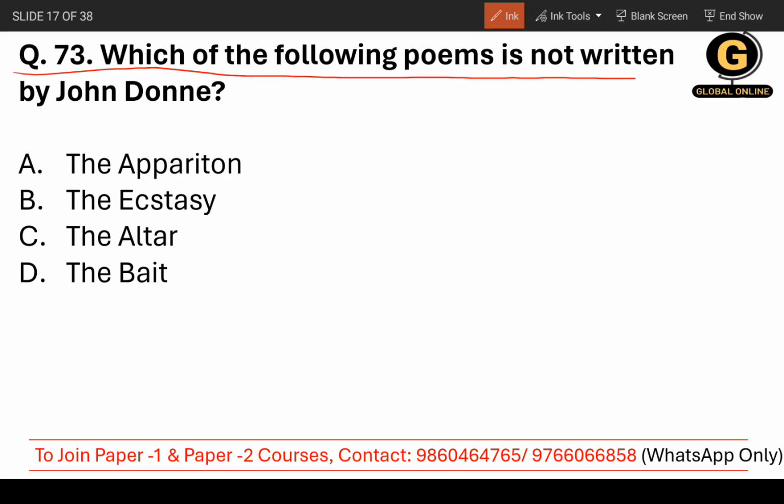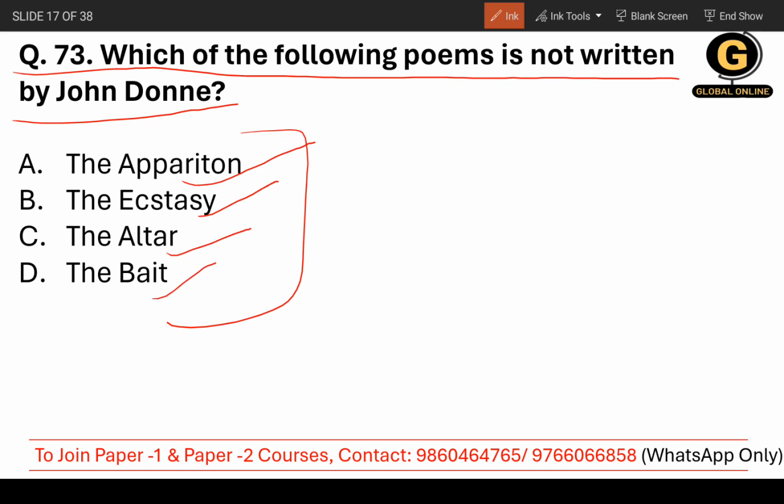Which of the following poems is not written by John Donne? You need to find out. For that, you need to know the works of John Donne, right? So, the options are The Apparition, The Ecstasy, The Altar, and The Bait. Which is a poem that is not written by John Donne? The Altar. The Altar is basically written by George Herbert.